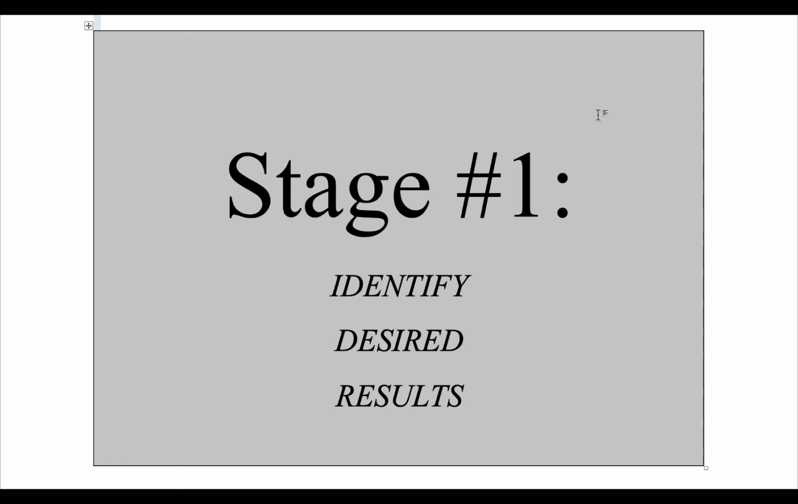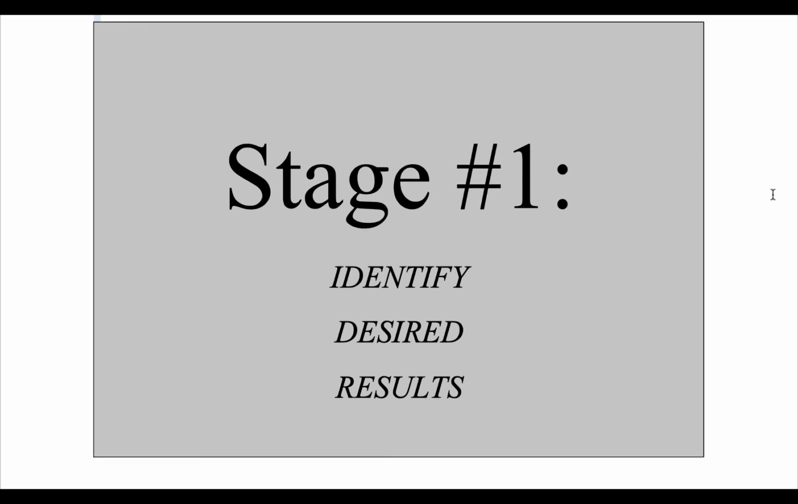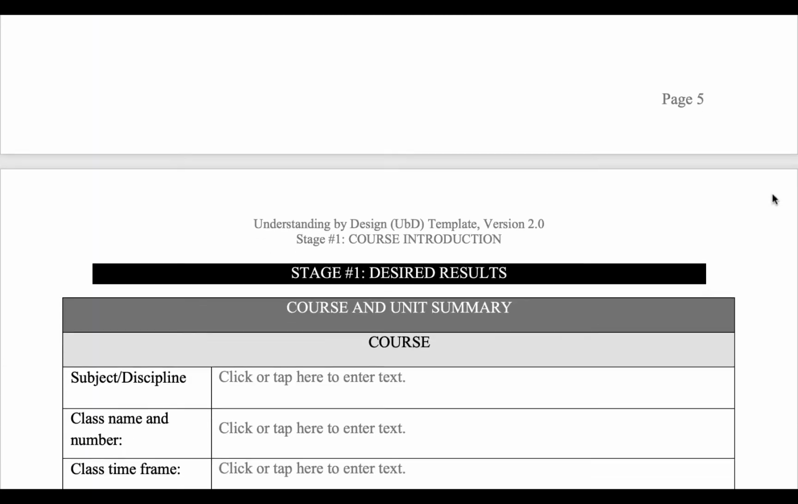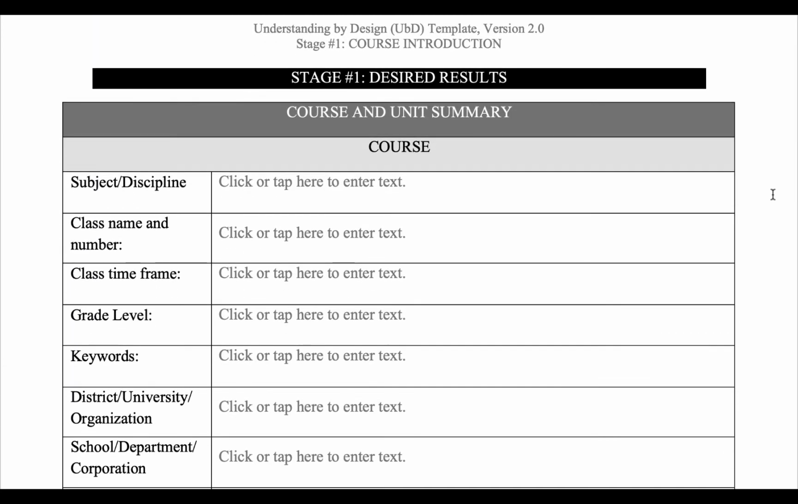Here is our UbD template, and I've scrolled down to Stage 1. We're going to go through the different criteria of Stage 1 and talk about how to set up and why we set these up in this way.